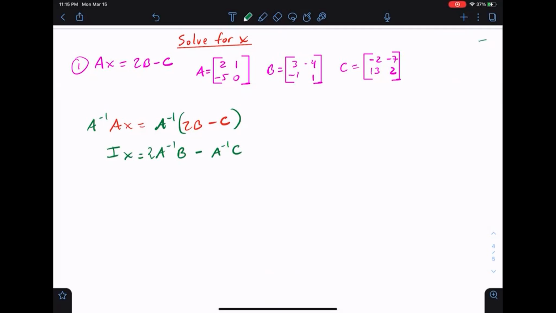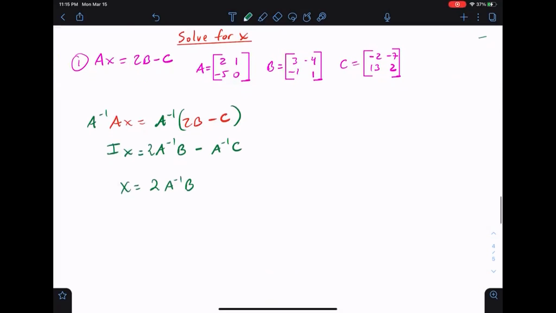The identity times that vector is just that vector, so you isolate basically x. So now you need to do 2 A inverse times b, or actually you should do this thing. Let me fix that. So you should do A inverse, sorry, times 2b. And then here you should do the same thing, A inverse times 2b, minus A inverse c. Remember, because multiplication is not commutative.